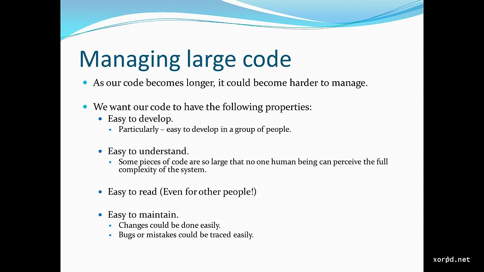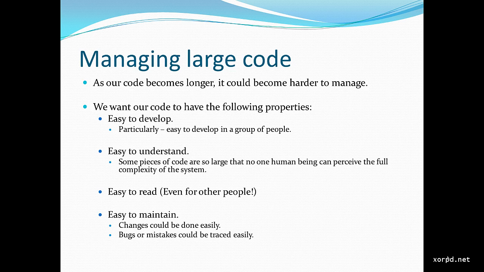Second, we want our code to be easy to understand. Some pieces of code are so large and complicated that no one human being can perceive the full complexity of the system. And there are many examples of these kinds of systems. For example, operating systems are so complex that there is no one human being that can understand the full complexity of the operating system. We want to be able to somehow manage very large pieces of code. We want to be able maybe to understand only one part at a time, for example.